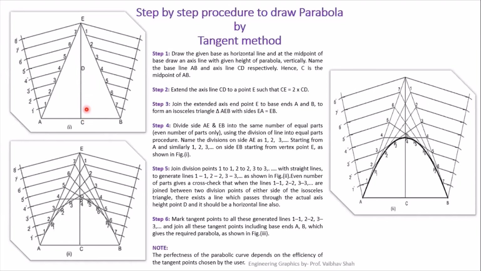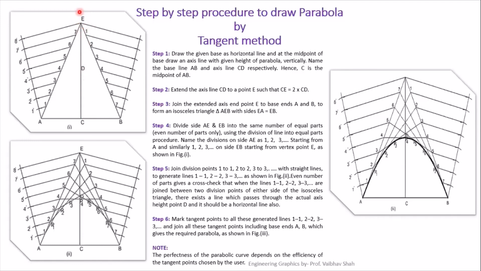Now, in step 2, we have to extend this line CD to get this point E such that the total distance CE must be twice the distance of your axis of parabola, which is CD. So remember that in this case, we have to take twice the distance of your actual dimension of the height of the parabola. So we have to take twice the distance of your CD to get your point E. So this is nothing but 2 times CD as the distance between C and E.